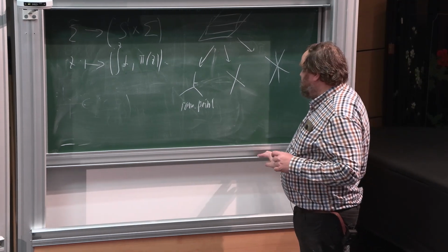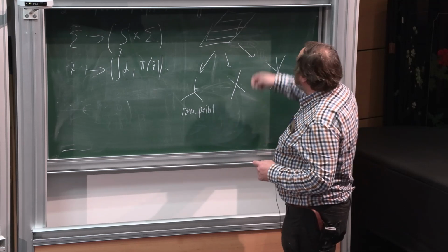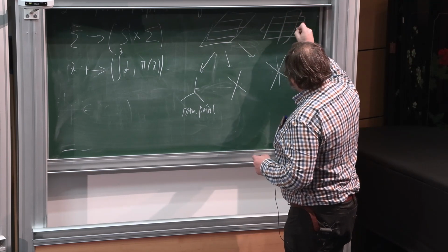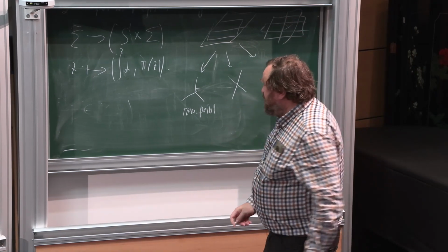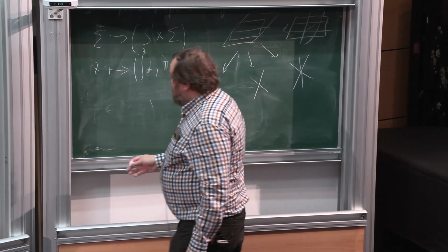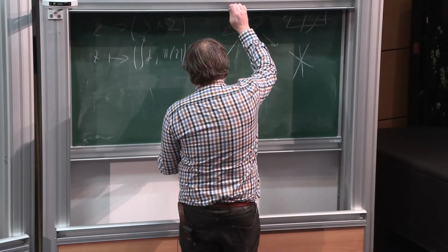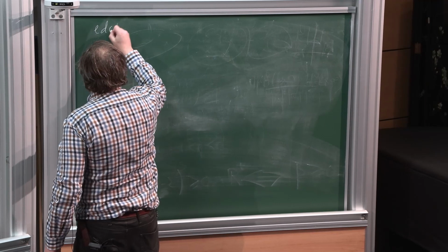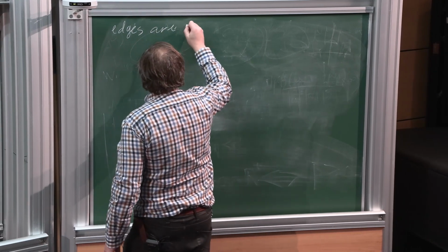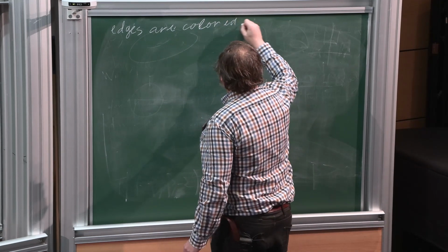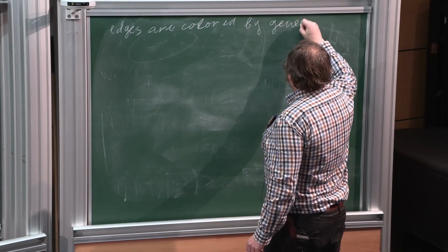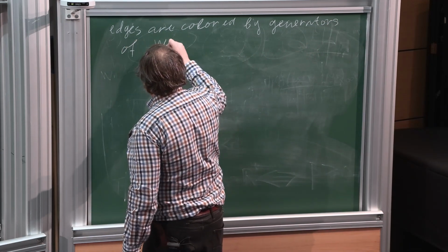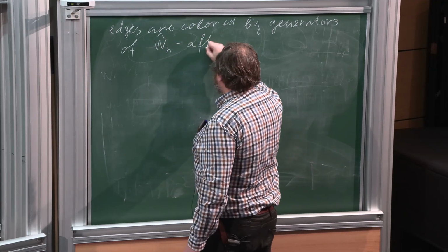No. These are ramification points, and these are just triple intersections. So we have three planes which intersect, and they intersect until you get three. Moreover, you imagine that you can enumerate the edges, color the edges. Edges are colored by generators of the group W n hat, which is the affine Weyl group.